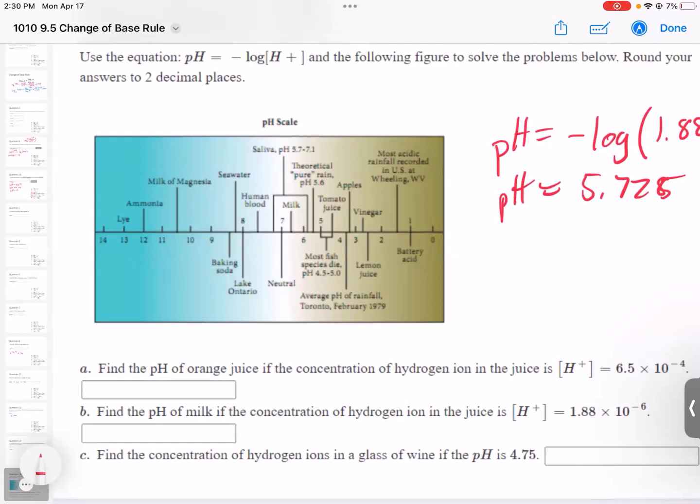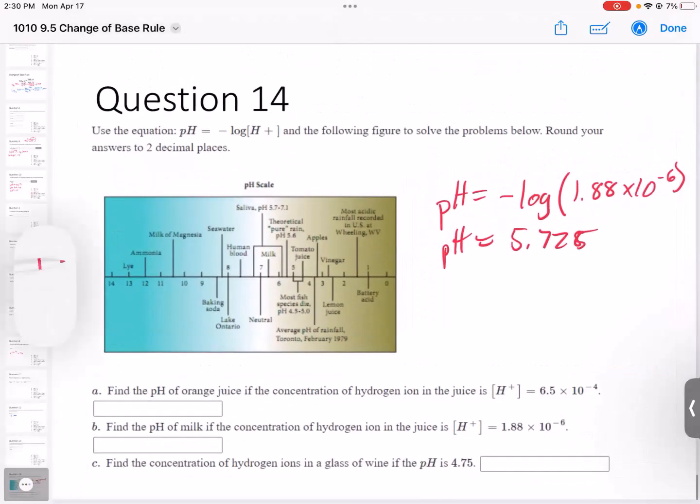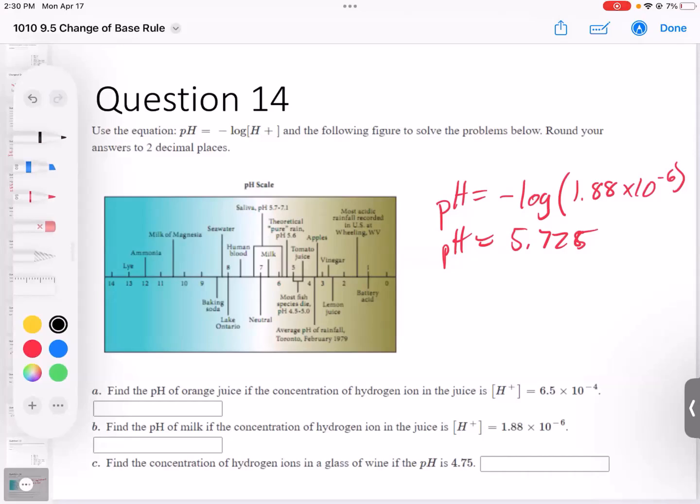On part C, you're asked to do the opposite. You're asked to find the concentration of hydrogen ions in a glass of wine if the pH is given. So they give you the pH and you have to find the hydrogen concentration. The way that you would calculate that is you just plug it into the formula. Our pH is 4.75. This equals the opposite of the log of this hydrogen concentration, which I'm just going to call regular H, but technically this is the notation for it.